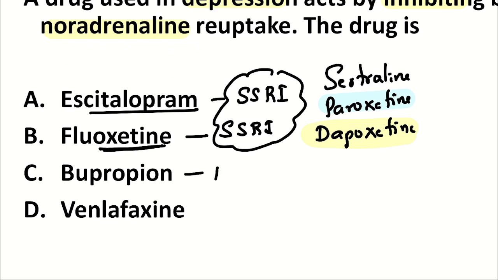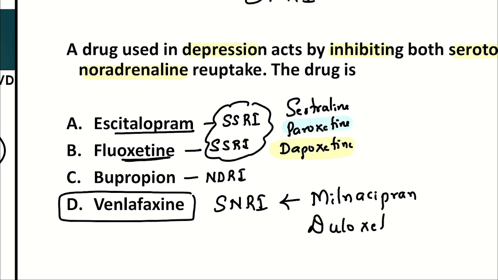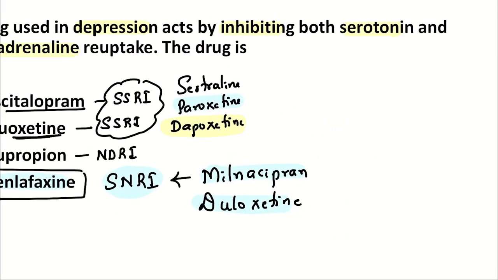Now bupropion is an atypical antidepressant. It is called an NDRI, which is used for depression and smoking cessation. Then what is remaining is venlafaxine. Venlafaxine is an SNRI. What are the other SNRIs we have? We have milnacipran, and then we have duloxetine. Remember, SNRIs are three: venlafaxine, milnacipran, duloxetine. And duloxetine, apart from depression, is also used to manage a problem called stress urinary incontinence.